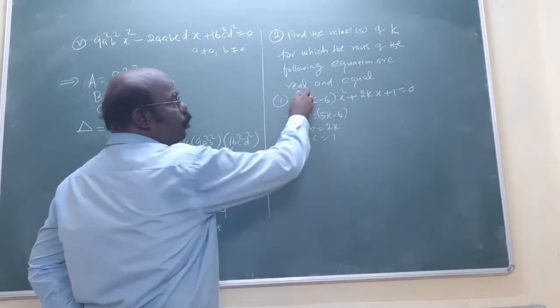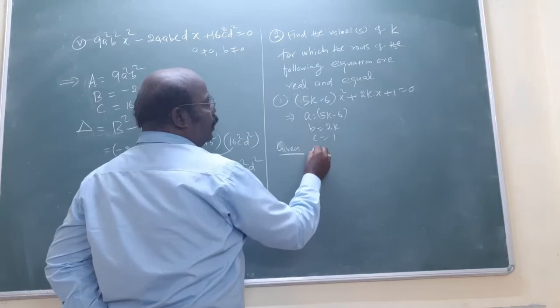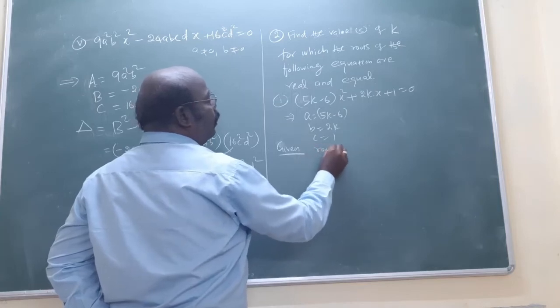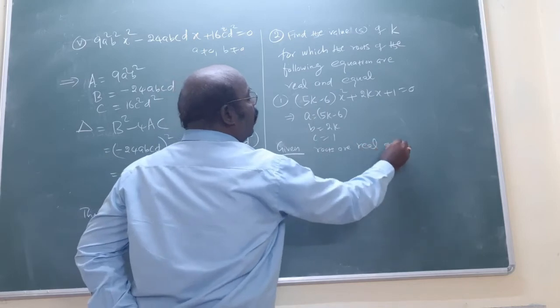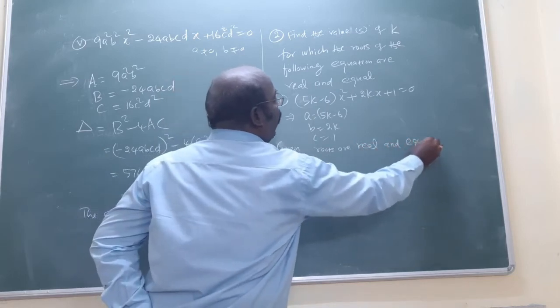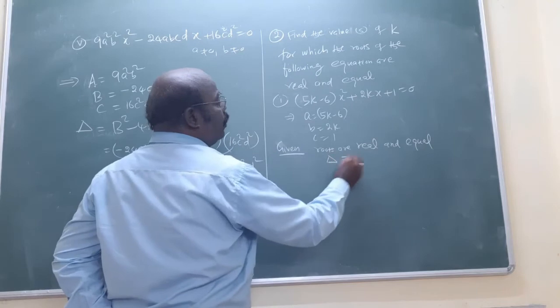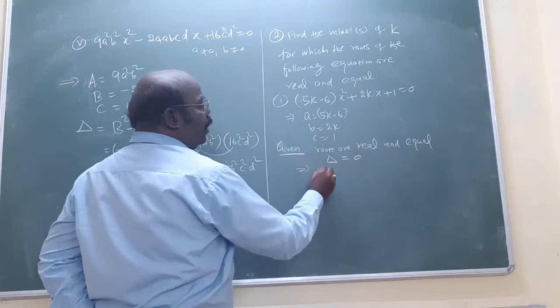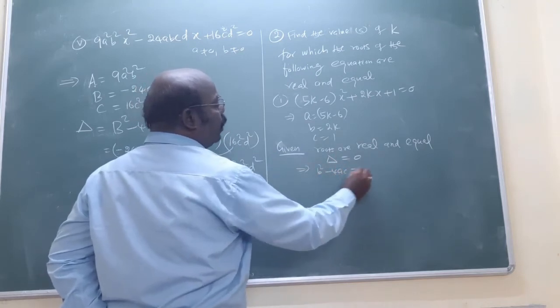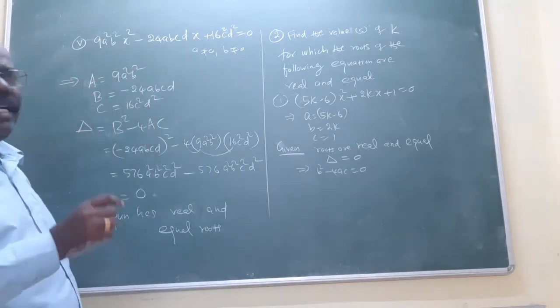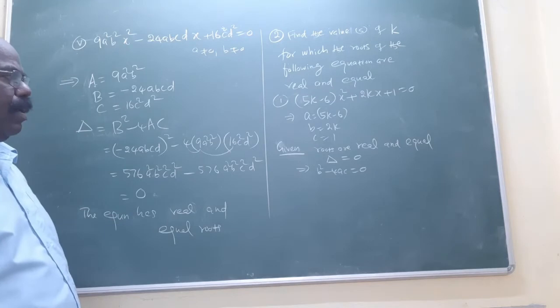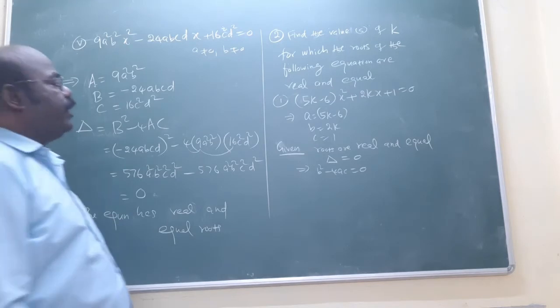What is given? The roots are real and equal. What is the formula? Delta equal to b square minus 4ac is the formula. Roots are real and equal means delta becomes 0. That is the rule. But what is the delta value? b square minus 4ac.